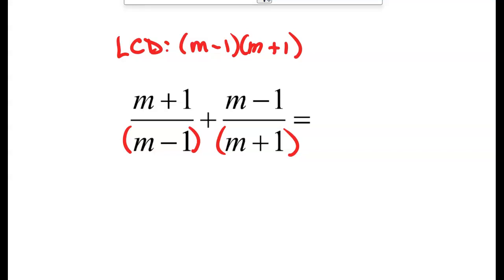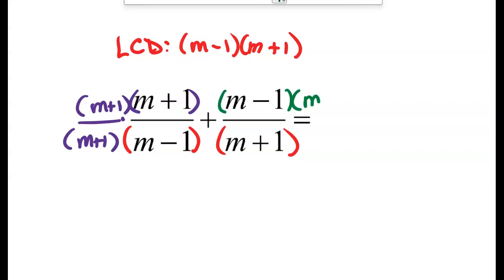What do I do to the fraction on the left? So I multiply this one by m plus 1. Guess what you should probably do so that you don't forget to distribute carefully. You go m plus 1. What do I have to do for the one on the right? So this would be m minus 1, and this would be m minus 1.